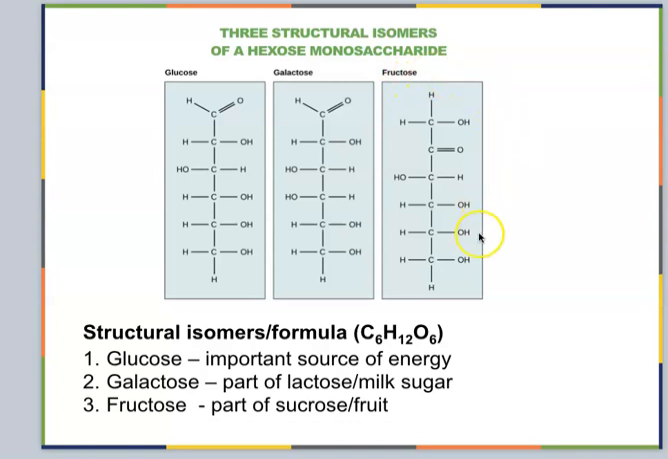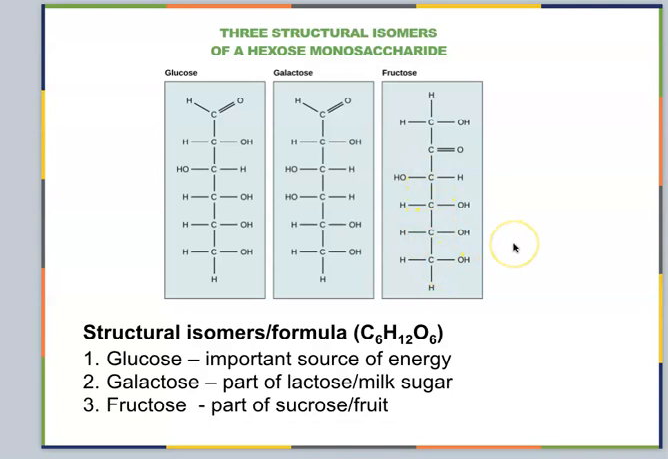You ingest it, but somehow what your cells actually need is glucose. And we'll figure out how that actually all happens at some point in time. But notice here, you count the carbons, and you should get into the habit of learning how to do that. 1, 2, 3, 4, 5, 6. Each of them has six carbons.